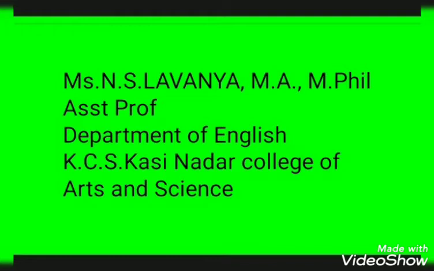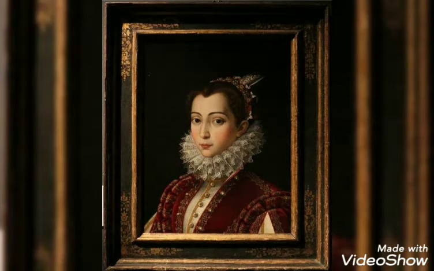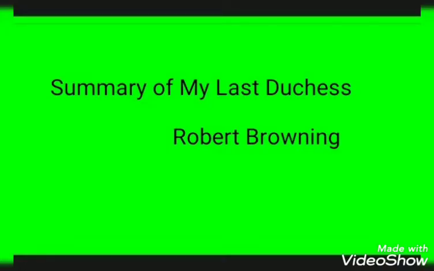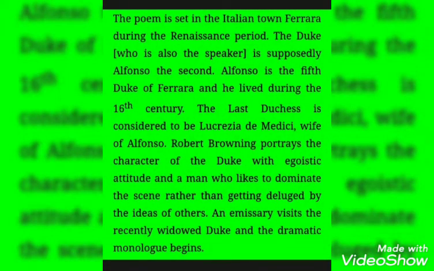In this video, I am going to summarize the poem My Last Duchess written by Robert Browning. Let's see the introduction. The poem is set in the Italian town Ferrara during the Renaissance period. The Duke, who is also the speaker, is supposedly Alfonso II. Alfonso is the fifth Duke of Ferrara and he lived during the 16th century. The last Duchess is considered to be Lucrezia de Medici, wife of Alfonso.